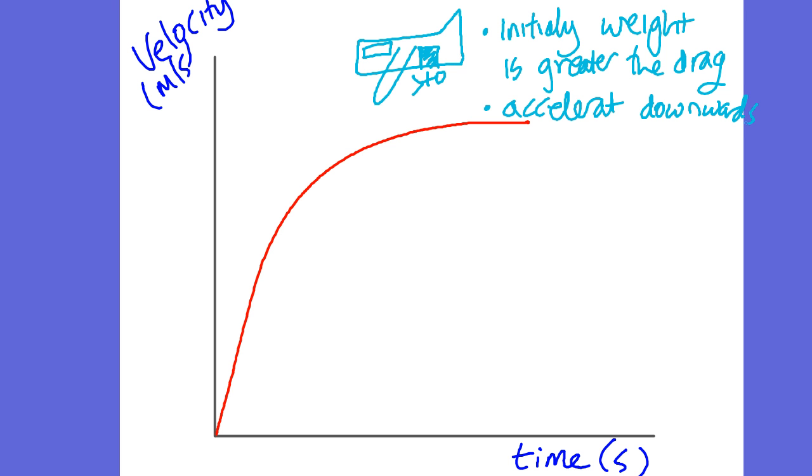How do we know we're accelerating? Well, we know we're accelerating because the speed is increasing, okay? Speed is increasing all the time, okay? At no point in this graph does the speed decrease, so you're accelerating all the time, okay? As the speed increases, so does the drag.